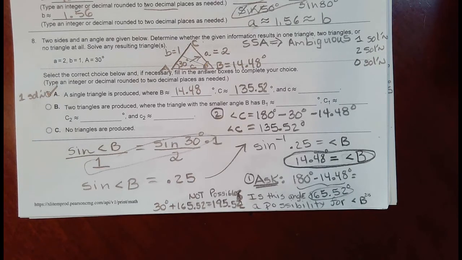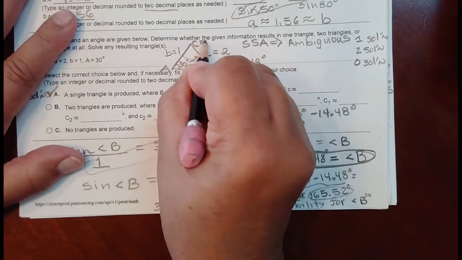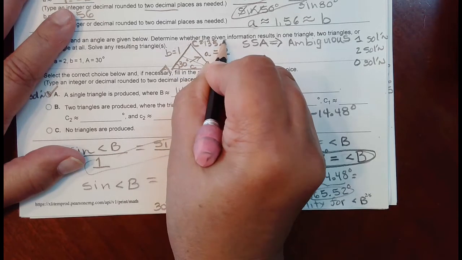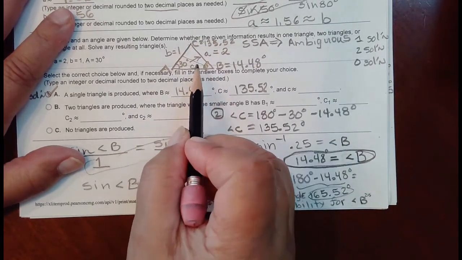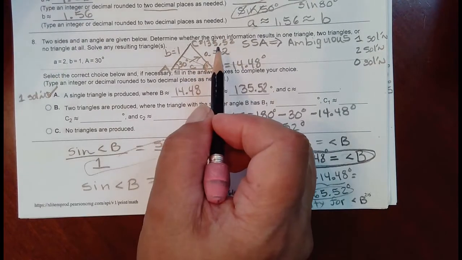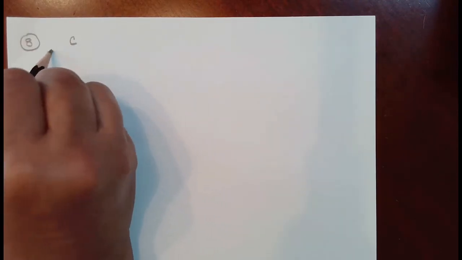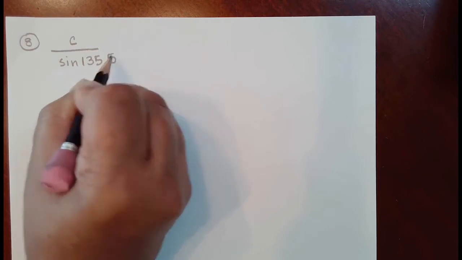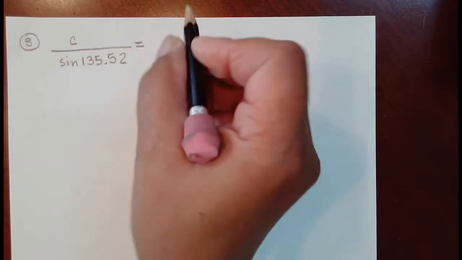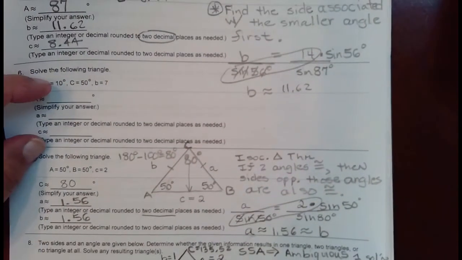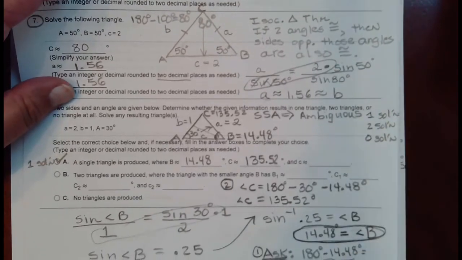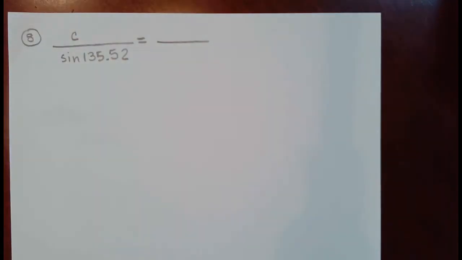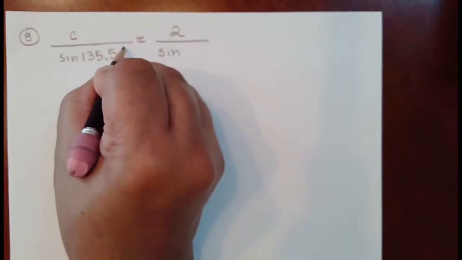Okay, so let's see. If I was going to find side C, I would definitely need to use the angle across from it, the 135.52. So I will use this pair right here. Looking for C, the angle that goes with it is 135.52. So this is number 8, the very last portion. And then I can pick one other pair from this triangle. I'm going to go ahead and use the 30 and the 2. So 2 is the side, 30 is the angle.